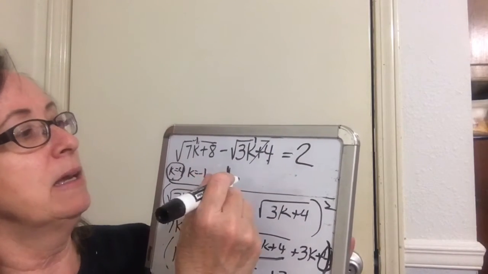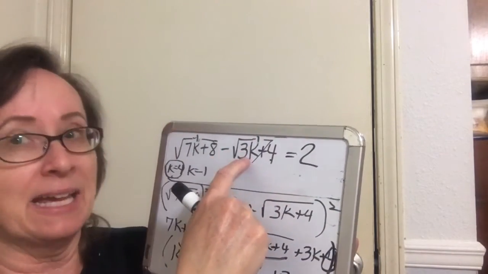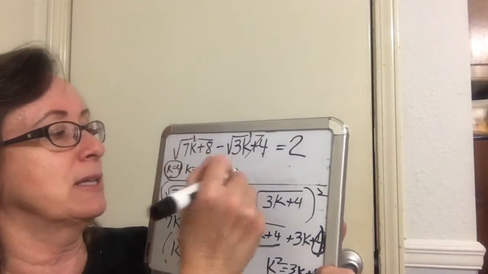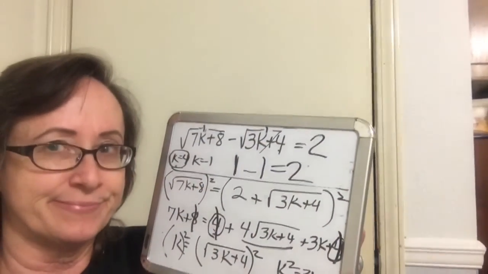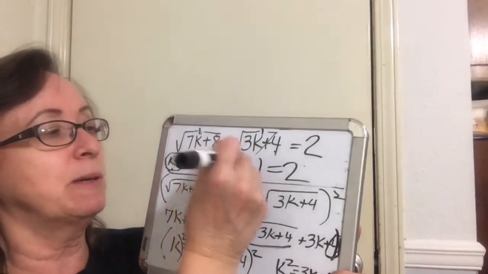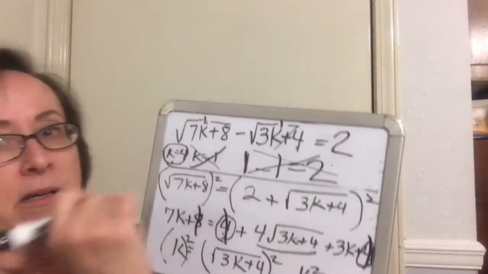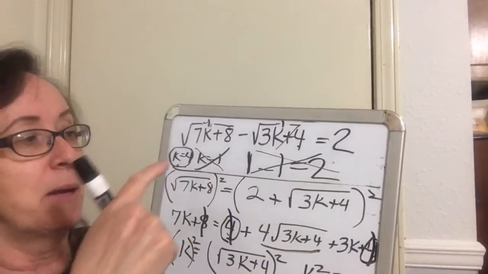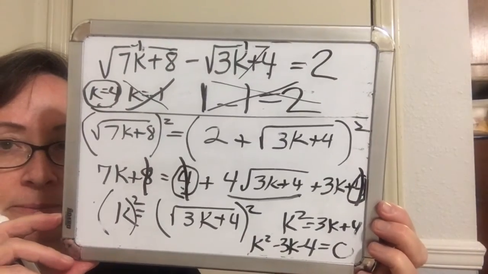Oh, excuse me, that's a -3. That's a -1 times a 3. -3 plus 4 is 1. Square root of 1 is 1. So I end up with 1 plus 1 is 2, not 1 minus 1 is 2. So this one did not work. Therefore, I cross out the k is -1. That's an extraneous solution. But the true solution is k equals 4.